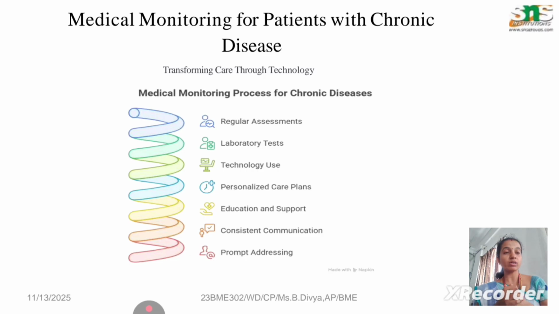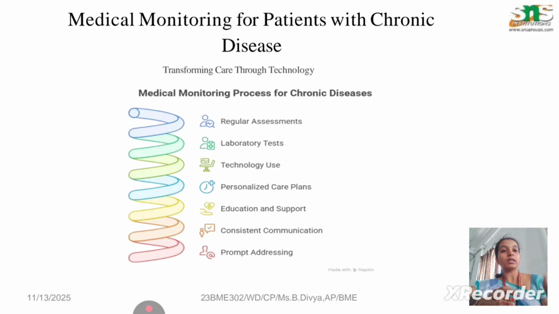First, we are going to do regular assessments. First we identify all the regular daily vital parameters to be taken care of, and then it will be given to the laboratory test. After the laboratory test, what technology can be used to connect these chronic patients and the attenders, and what kind of personalized care we are going to plan for them.